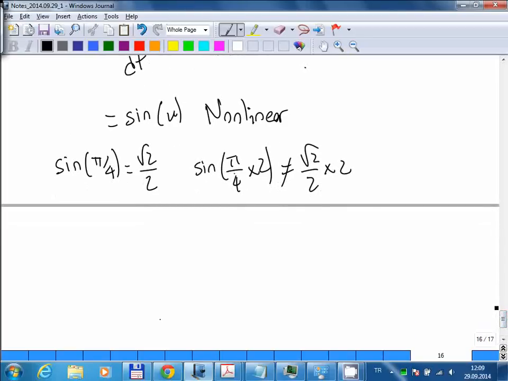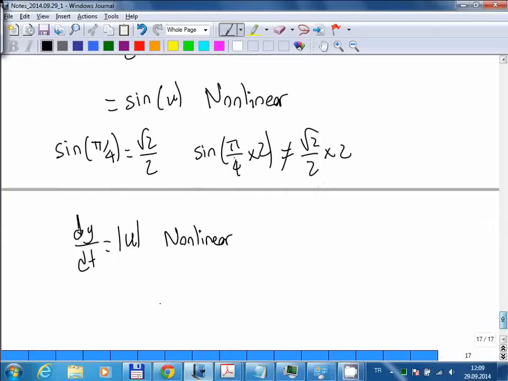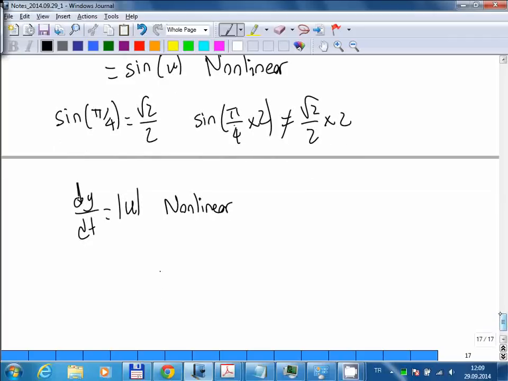Or the absolute value. That's also a nonlinear function, right? So if you have a system equation, which is dy over dt is equal to the absolute value of u, this is also a nonlinear system because you have the absolute value function, which is a nonlinear function. Again, if you just consider the superposition principle, you will see that this doesn't satisfy that principle, so it is a nonlinear function, and hence a system with such an equation is a nonlinear system.